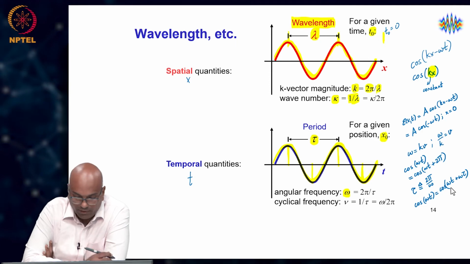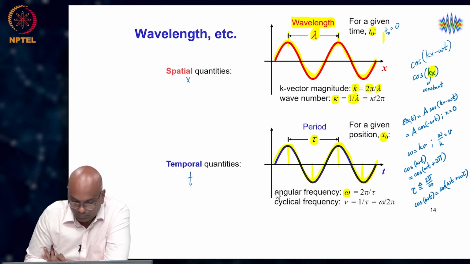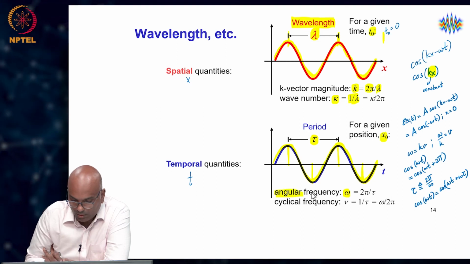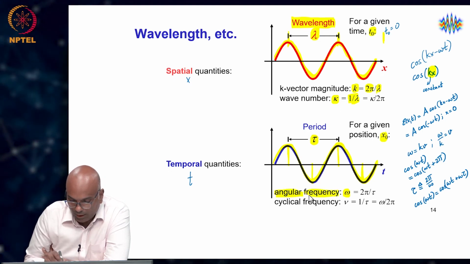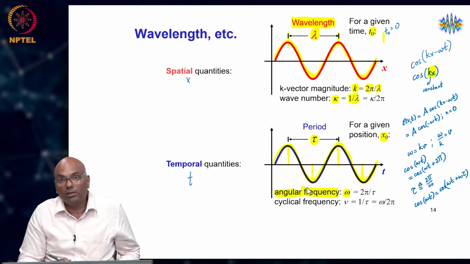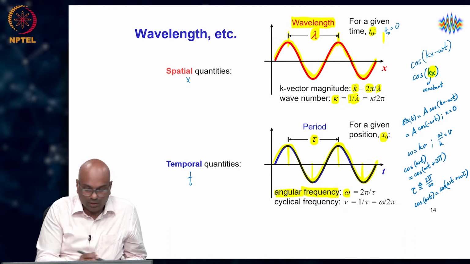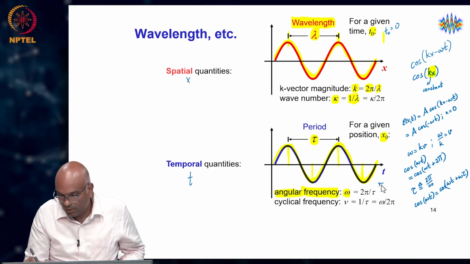So, omega is given the name angular frequency because the argument to a cosine function is an angle. The units of angular frequency is radians.